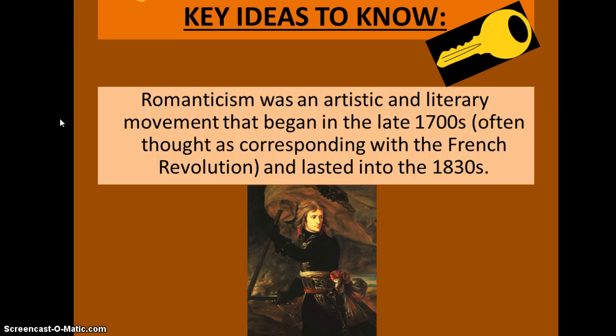Okay, so here's what Romanticism is. Romanticism was an artistic and literary movement. It began in the late 1700s. Often we think about it starting with the French Revolution, in 1789, the storming of the Bastille. It lasted into the 1830s. We still see some romantic elements into the 1850s.